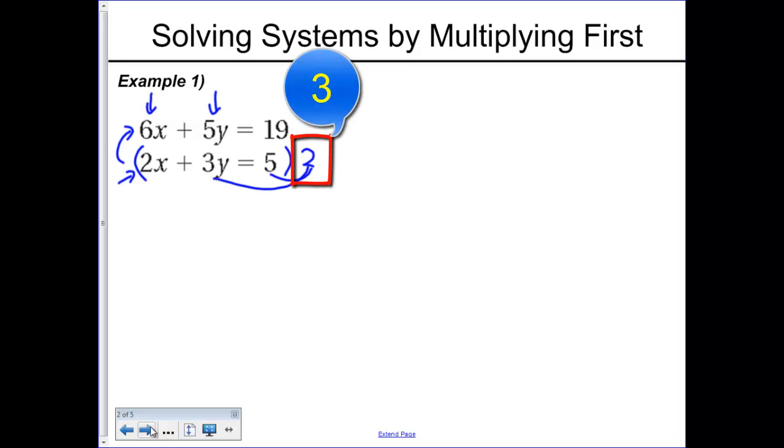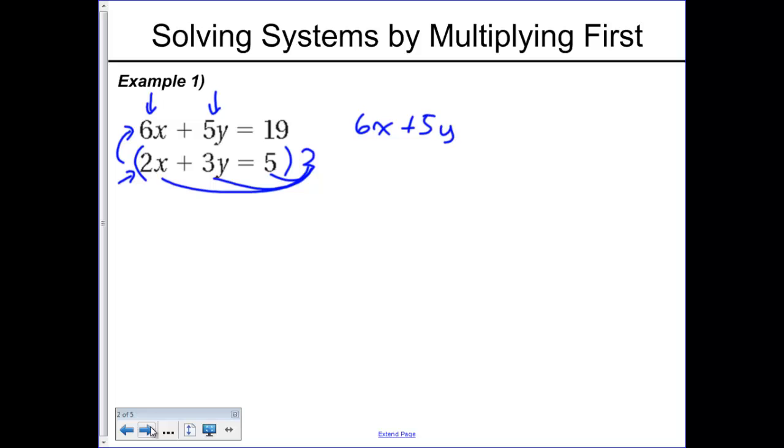But I'm going to distribute that 3 all the way across. So the first thing I'm going to do is bring my original equation on top, 6x plus 5y equals 19 over. Then as I distribute my 3, I'm going to write my answers underneath. So 2x times 3 gives me 6x plus 3y times 3 is 9y equals, and then 3 times the 5 gives me 15. And now that I have a common coefficient on my x's, my decision is how do I get a positive x or a positive 6 to cancel out?